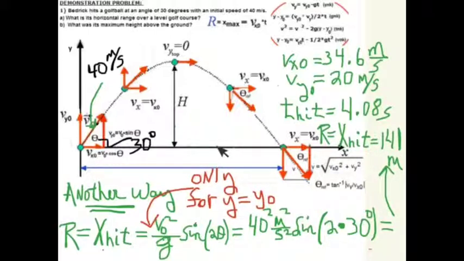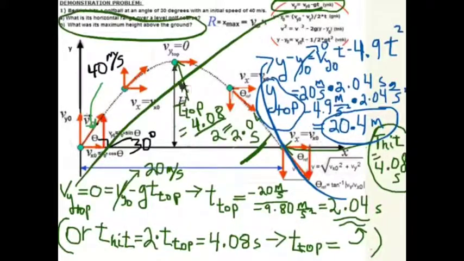There's another way to do this, but this formula only works for the case that we're looking at, where y final or y hit is y naught. The range is the square of the initial speed divided by the acceleration of gravity times the sine of twice theta, twice the elevation angle with which the projectile was fired. And so that's 40 squared sine of 2 times 30 degrees, and that gives us as well 141 meters. Part B, what was the maximum height above the ground that the golf ball reached?